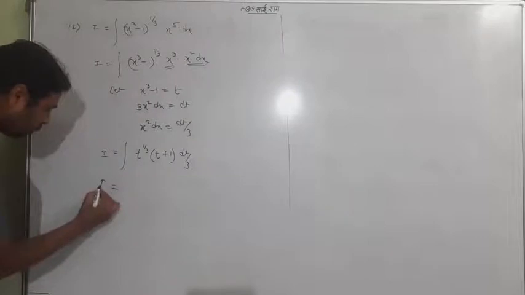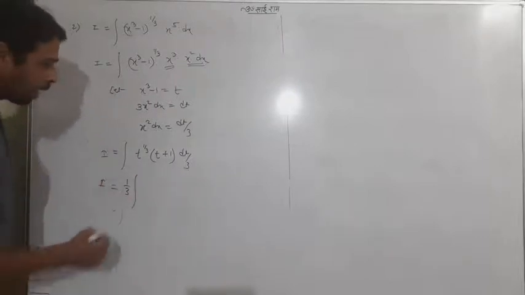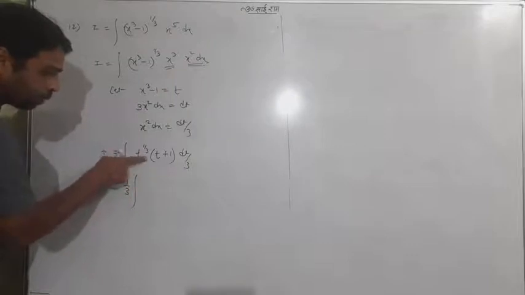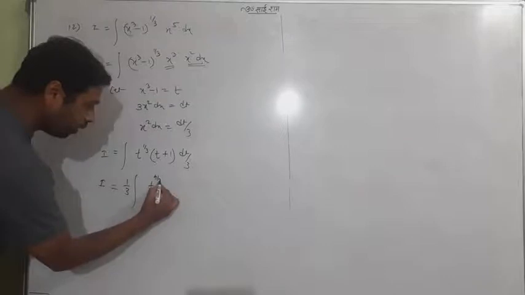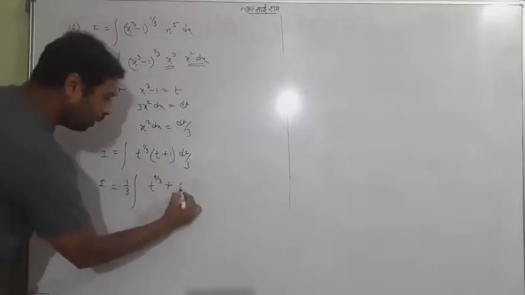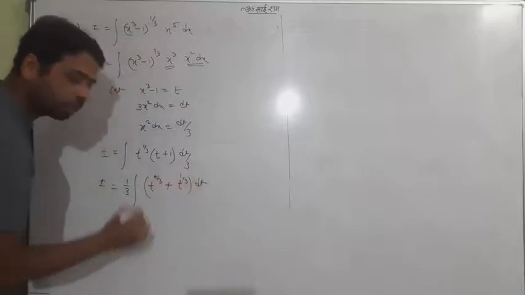Now what you will do, students, is take this 3 out here, and then t to the power 1 by 3 will multiply in the bracket. t to the power 1 by 3 and 1 will be 4 by 3, and t to the power 1 by 3 into 1 is 1 by 3. Now dt, this is the thing.